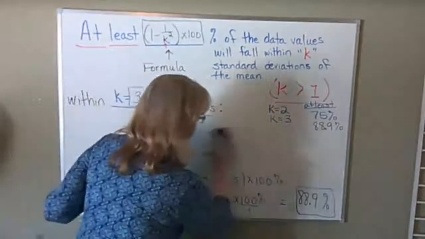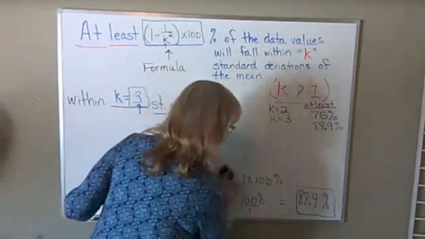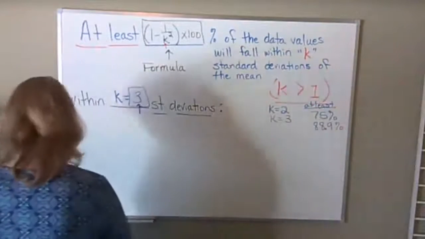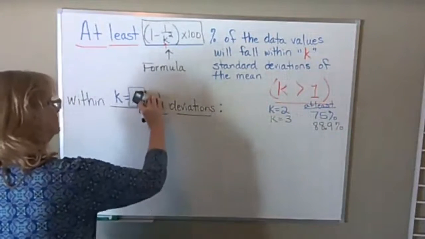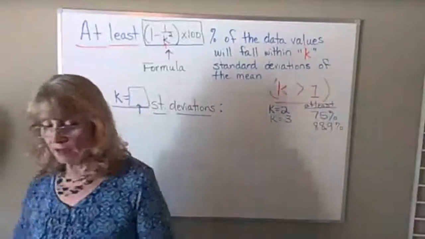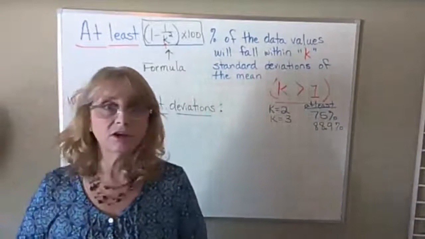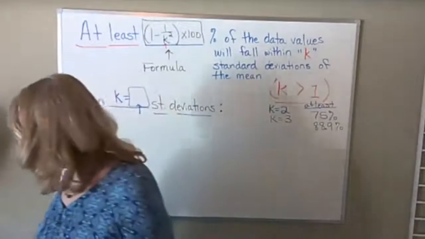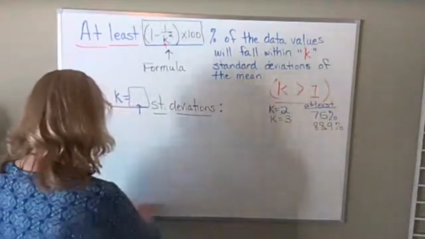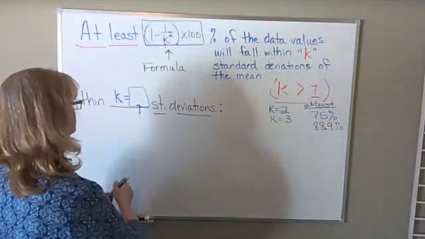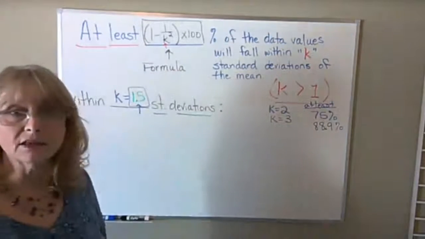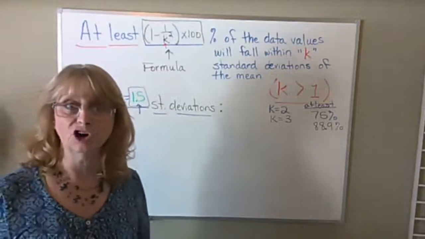Now, that number k does not have to be a whole number. That number can be a decimal. So it could be 1.5, if you wanted to know what percentage of the data values will be within 1.5 standard deviations of the mean. So I'll do one more of these and then we'll look at an example that's in your homework.